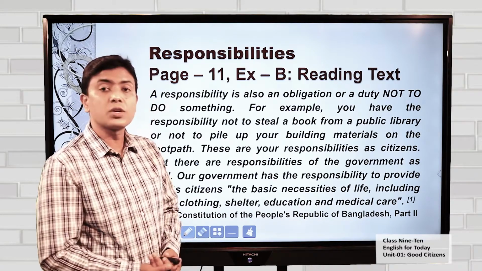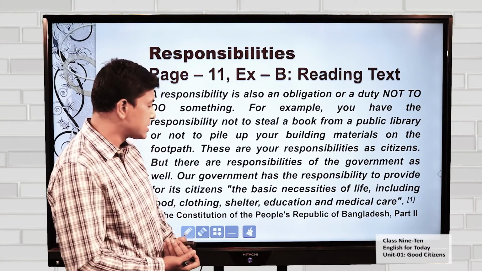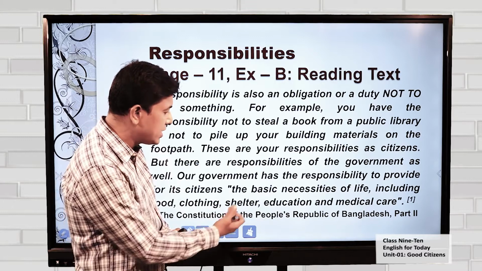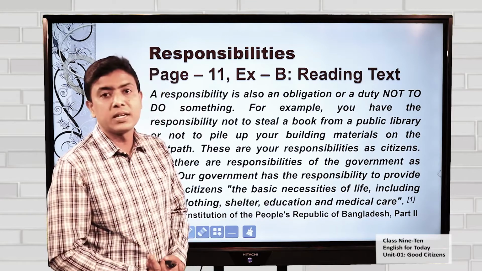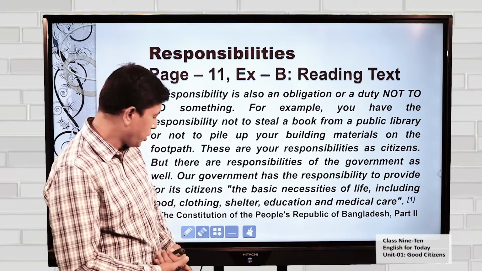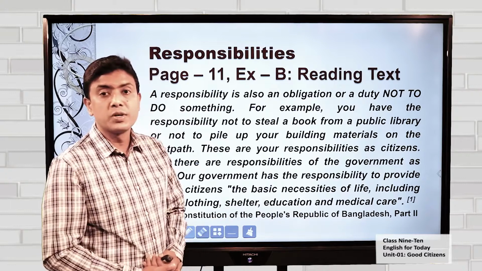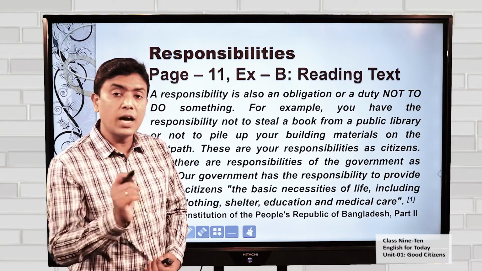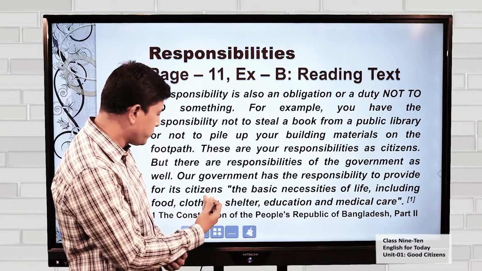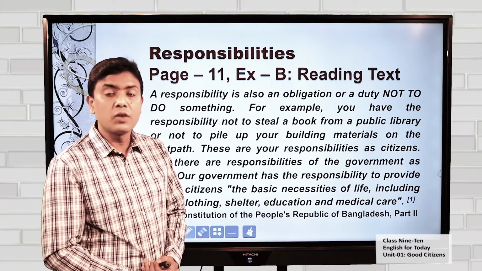But there are responsibilities of the government as well. Our government has the responsibility to provide for its citizens the basic necessities of life, including food, clothing, shelter, education, and medical care. So we have a very special note on this quotation. I'm going to read it for all of you. It is the Constitution of the People's Republic of Bangladesh, Part 2. So it is found in the Constitution. It is a guideline of our Constitution that the basic necessities of life, including food, clothing, shelter, education, and medical care, have to be provided by the government.